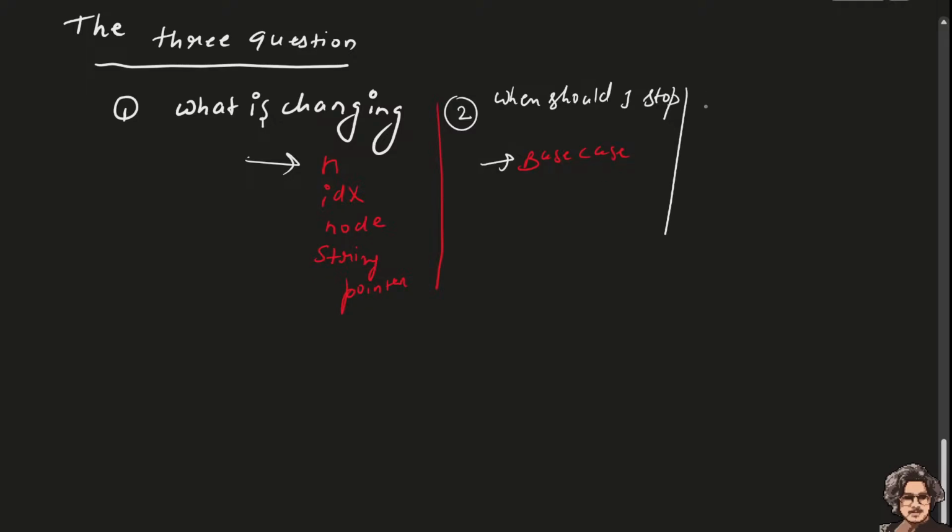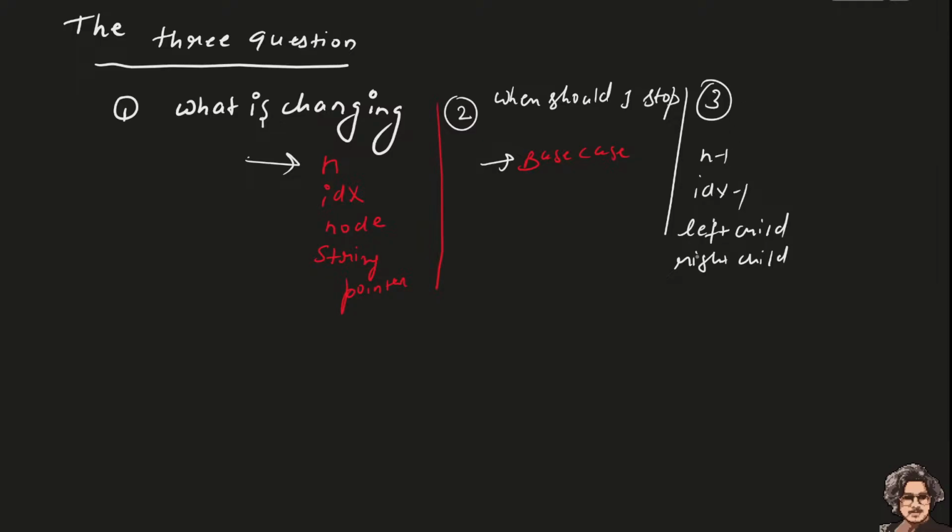The third question is: how can I reduce the problem? If you are at n, we have to reduce the problem to n minus 1. If you are at an index, we reduce to idx minus 1. If you are at a node, you can go to the left child or the right child. And if you are at a pointer on a string, you can go to some smaller string. So these are the ways to reduce the problem.